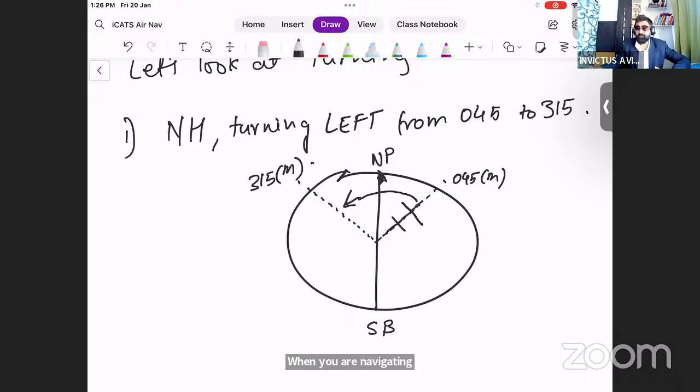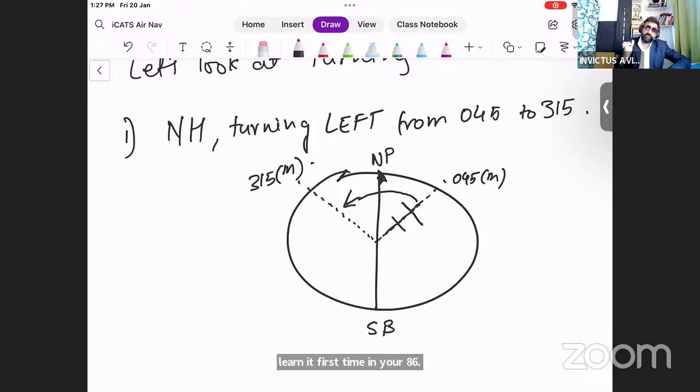Give me my track, give me QDM, give me heading, give me this, give me that. They will tell you, okay, you turn left for so and so, turn right for so and so, and then maintain that particular radial or particular track or particular heading. So you'll be given a lot of instructions to turn right, left. In RT, you learn that. Especially you learn it first time in your ATC clearance compliance.